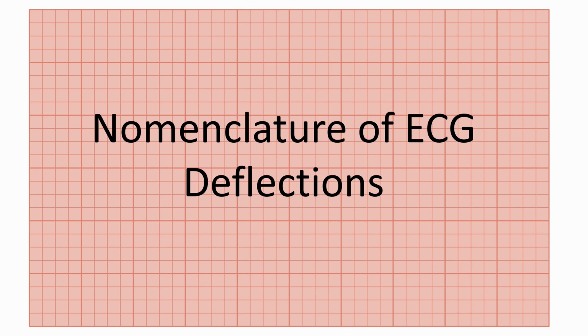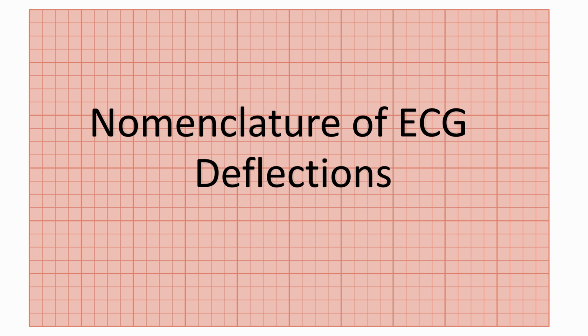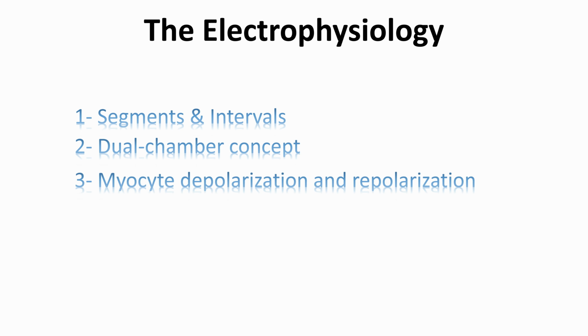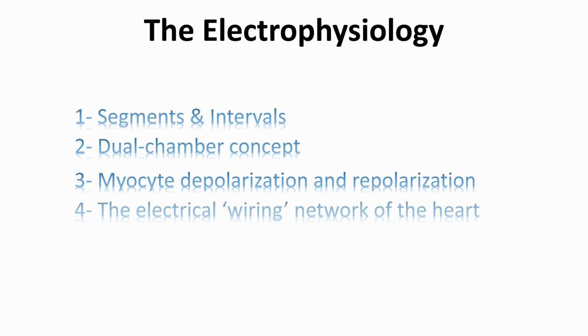So we have finished the electrocardiogram, and let's jump to the electrophysiology. In this subject, we will talk about four things: segments and intervals, double chamber concept, myocyte depolarization and repolarization, the electrical wiring network of the heart. So let's first talk about the segments and intervals.